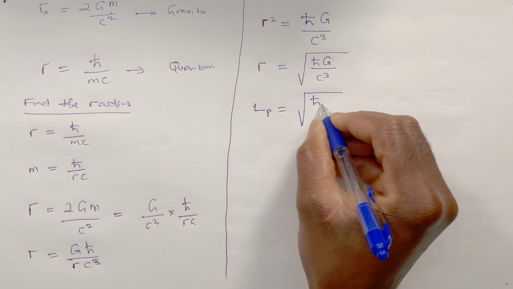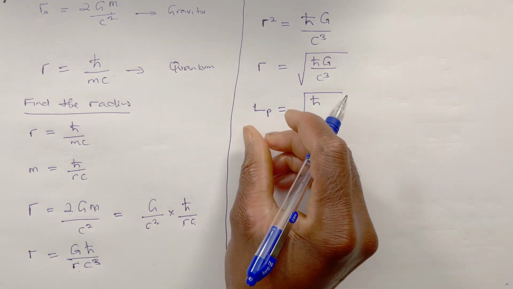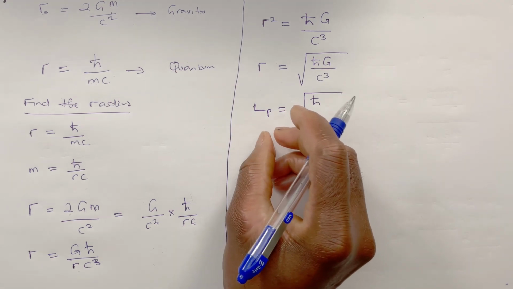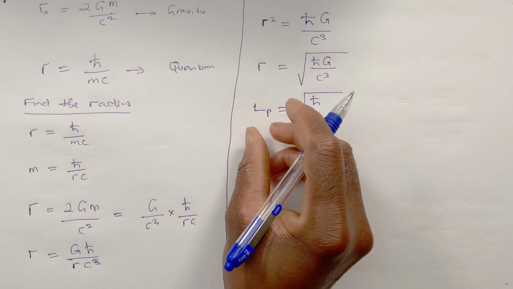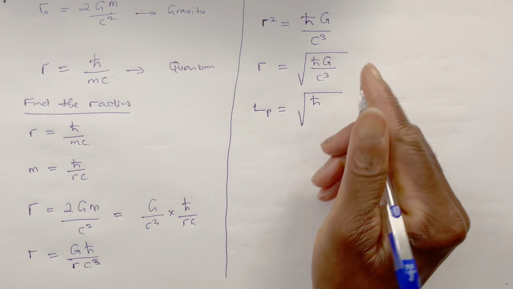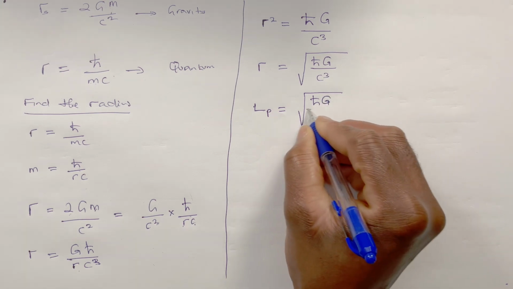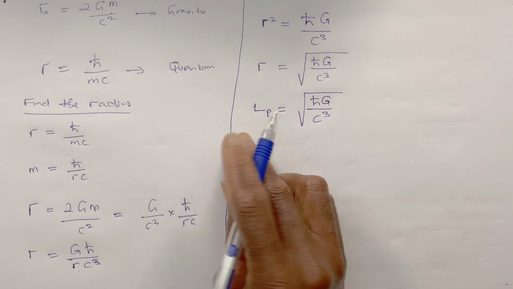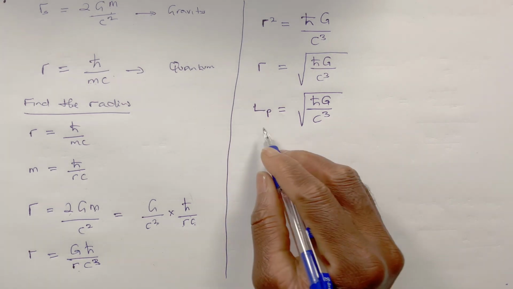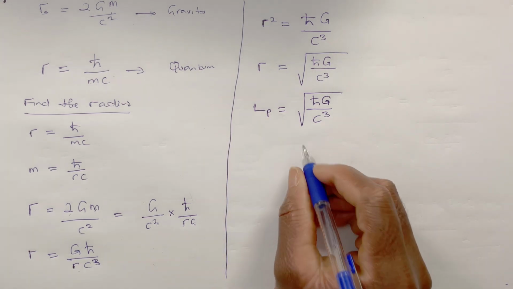This is a length that we can squeeze the object into, where a black hole will form, because the mass will be too big. It will become so dense that it will form a black hole. This length is called the Planck length, because Max Planck was the first person to think about it. And we can work out that length.